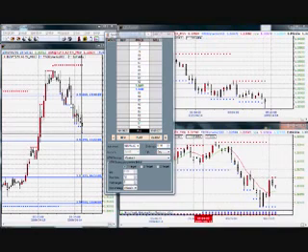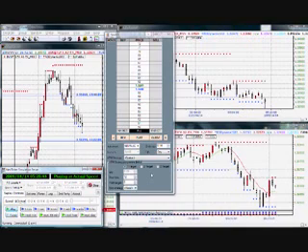Start the market back up and see how it progresses. Advance the market just a little bit here. Okay, so we've got our valid entry.